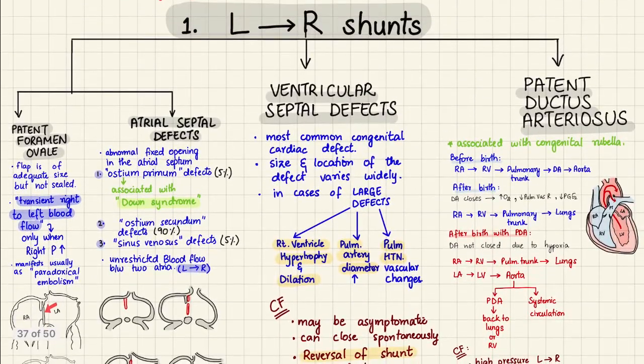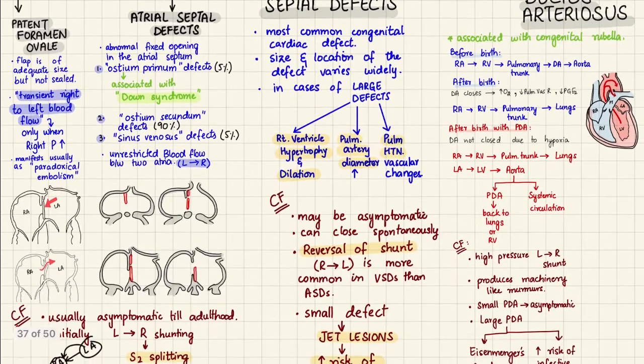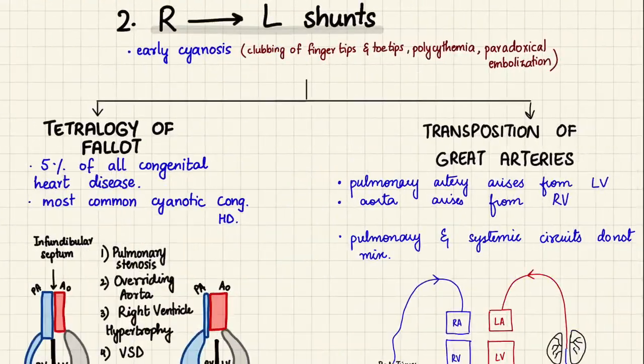So, as a recap, during left to right shunts, we do not have cyanosis usually. The biggest threat is Eisenmenger syndrome, which is most common in patent ductus arteriosus, common in ventricular septal defects, and not that common in these two cases. Okay, so that is all about left to right shunts.